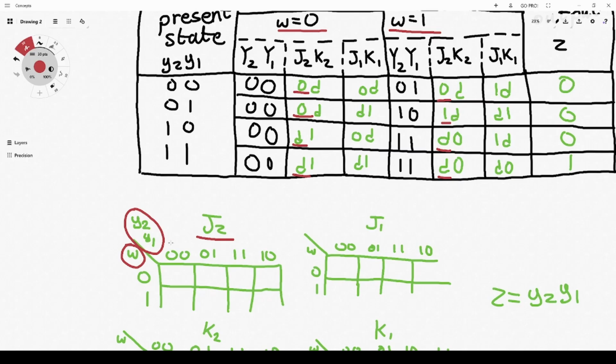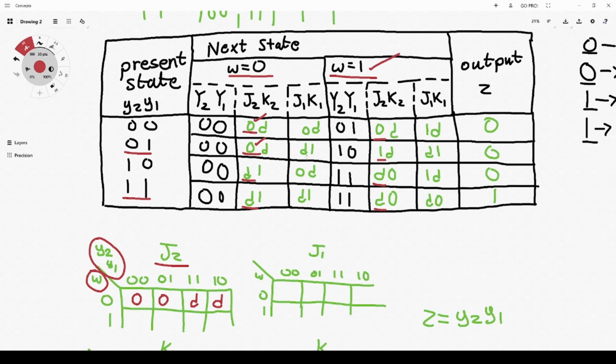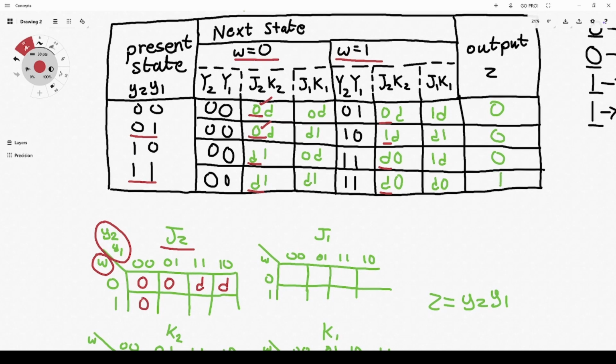So let's see. For our present state 0, 0, when W also equals 0, we see that J2 is equal to 0. For our present state 0, 1, for W equals 0, we see that our output is 0 again. For our present state 1, 1, when W equals 0, we see that our output is D, and for 1, 0, it's also D. Now we just do the same exact thing for when W equals 1. So basically, we're just going to look at the J2 column here, and we see that at 0, 0, it equals 0. At 1, 0, it equals 0. At 0, 1, it equals 1. At 1, 1, it equals D, and then at 1, 0, it equals D again.